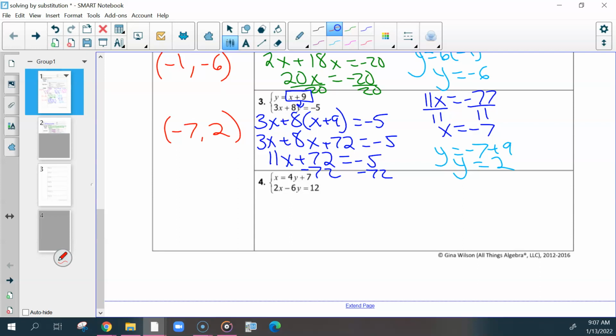For number 4, do we have an x or y solved by itself already? We don't have a y, but we have an x. Just because it's not a y doesn't mean we can't use it. And because it's x, we don't need to solve it for y. We can use either or. It's going to be solved kind of the same way, but a little different.